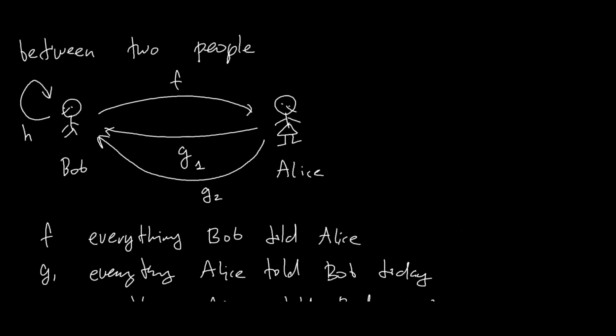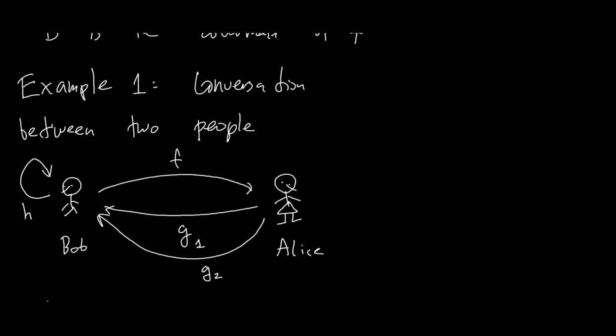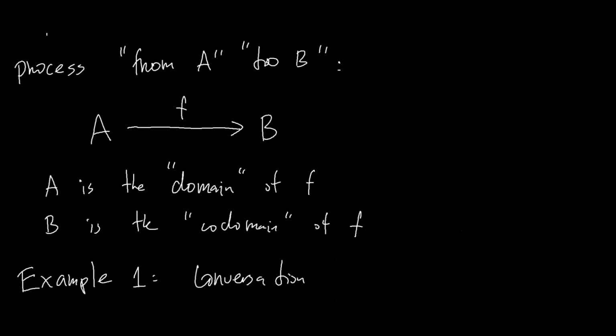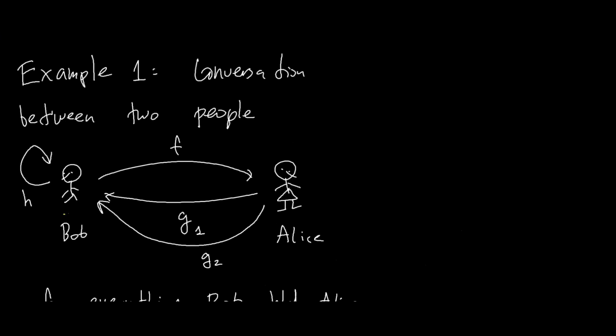It's an interesting example because in this case, the domain and the codomain are both the same object, right? Remember, the domain of F was the starting point of this process F, and codomain was the ending point. But here, the start and the end are the same. In both cases, it's Bob. So Bob is both the domain and the codomain of this morphism H.